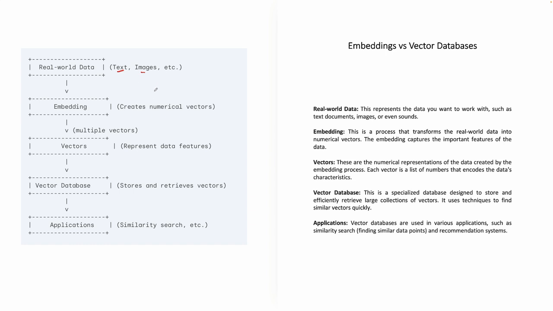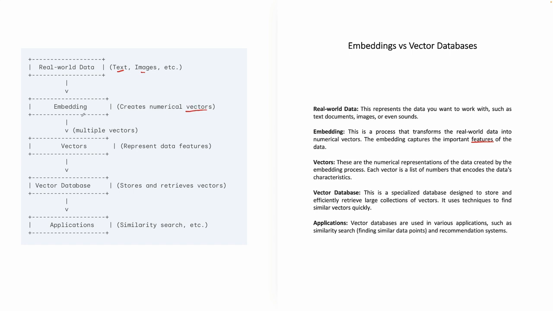Now, as we studied in embeddings, embedding was nothing but a process that transforms real world data into numerical numbers or vectors, right? And these embeddings capture the important features of the data. So we talked about the cat, kitten example. What you're doing is taking the real world data and using embedding to create numerical vectors.